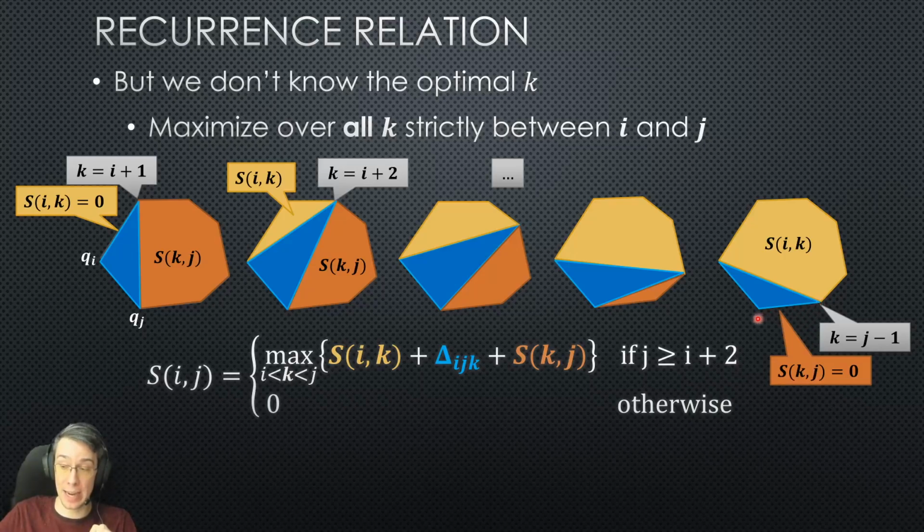Here, j is k plus 1, and there's a degenerate polygon. It's a two-gon that doesn't contribute anything to the triangulation. So if we have k plus 1, in this case i plus 1, then we should just make the perimeter 0. The contribution to the perimeter of that degenerate two-gon is 0. So if j is greater than or equal to i plus 2, meaning we can actually make a triangle, then this is the formula. Otherwise, if we can't make any triangles, then 0 is the formula. Okay, so here's our recurrence.